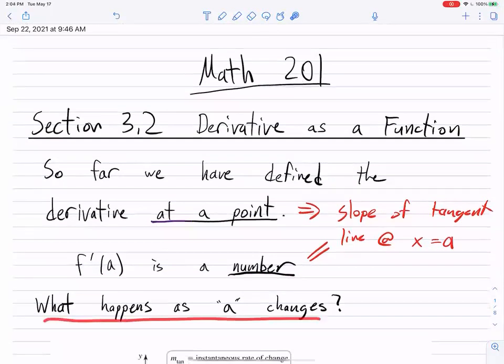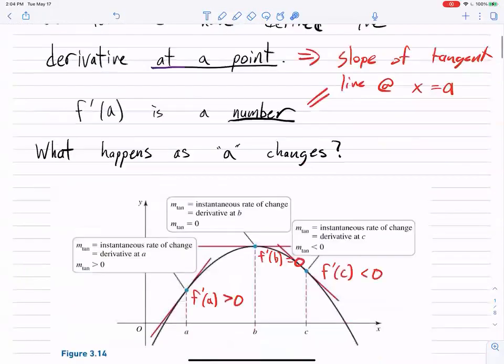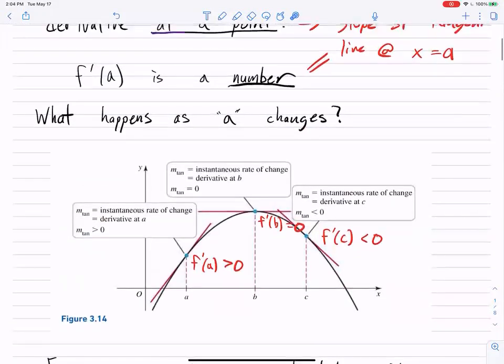But what happens as a changes, right? If we plug in different numbers for a, what happens to this derivative? So to illustrate that, here's a picture. Here's a function, f of x, and we take the derivative here at a, the slope is positive, and so the instantaneous rate of change of the derivative is positive, so it's up and to the right.